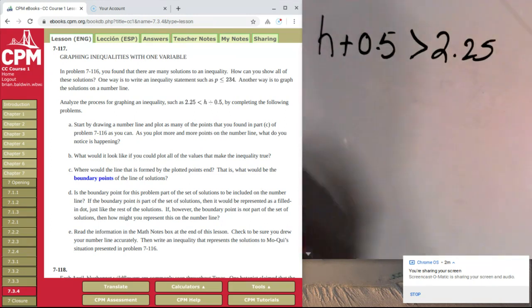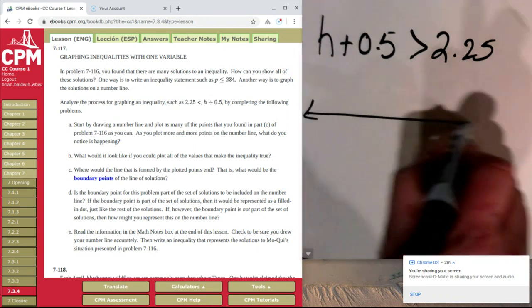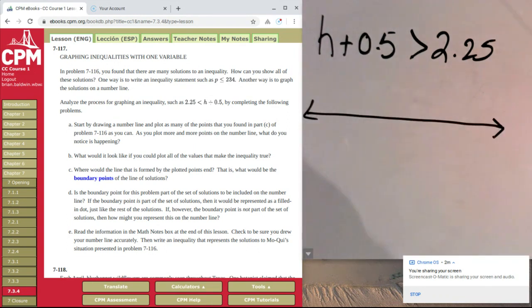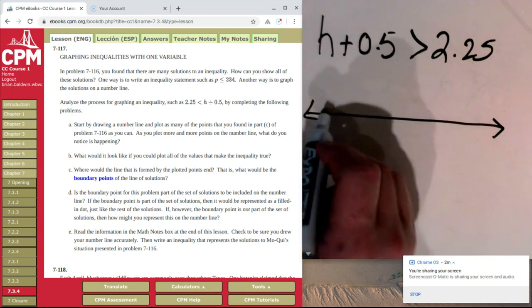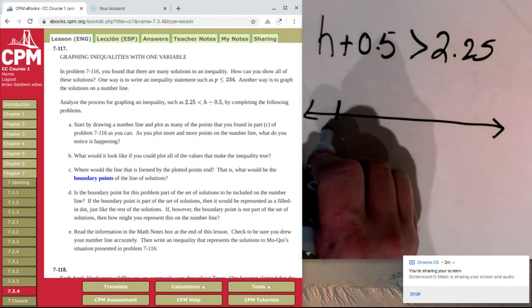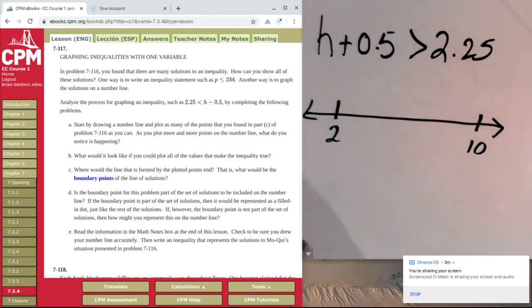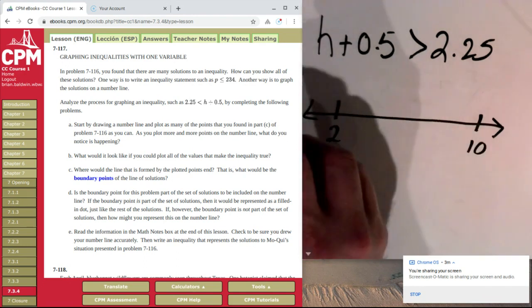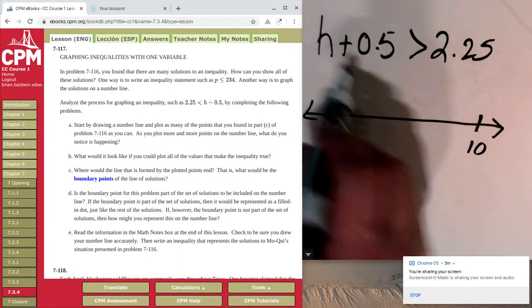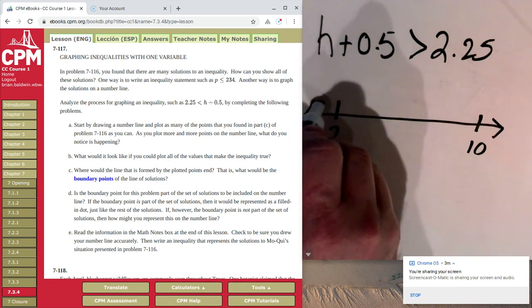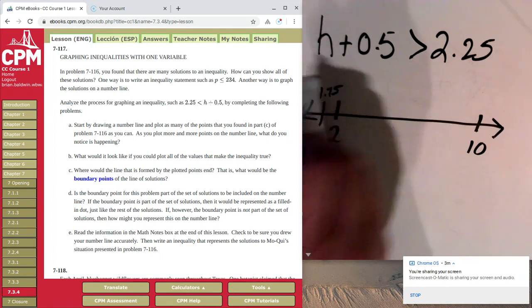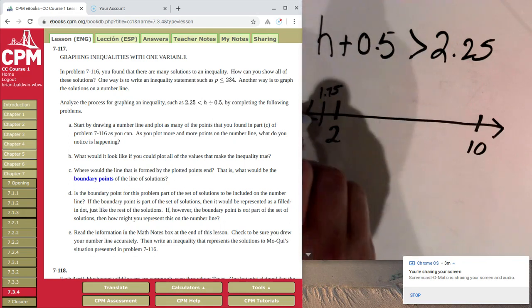So A says start by drawing a number line. Okay, we can do that. And plot as many of the points that you found in part C of problem 7-116 as you can. So one of the points that we plotted was 2, and the other point that we plotted was 10. And we found out that the smallest number that h could be was anything larger than 1 and 75 hundredths. Okay, so that's kind of our starting point.